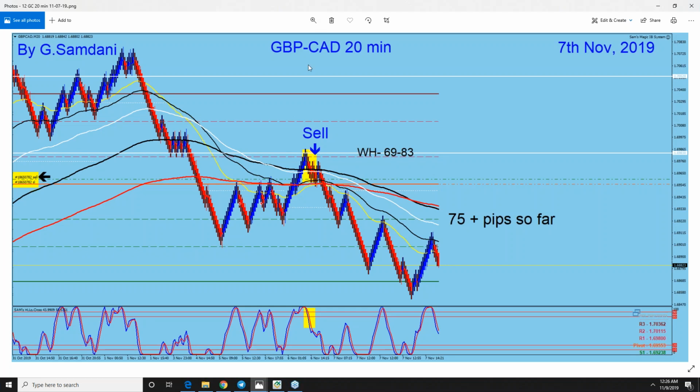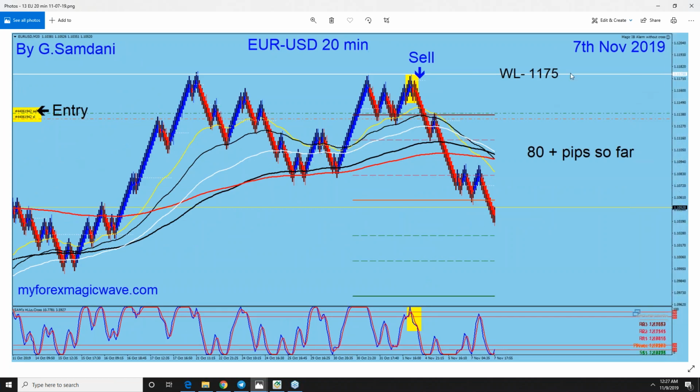And on the 7th again, pound CAD drop here from 69.83, 75 pip. On the 7th, EUR-USD coming off of 11.75, one time fail, second time fail, third time fail, and then I took the entry here for 80 pip.